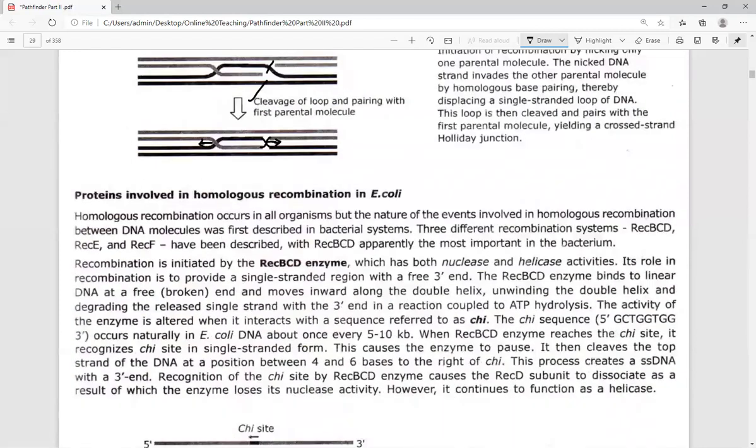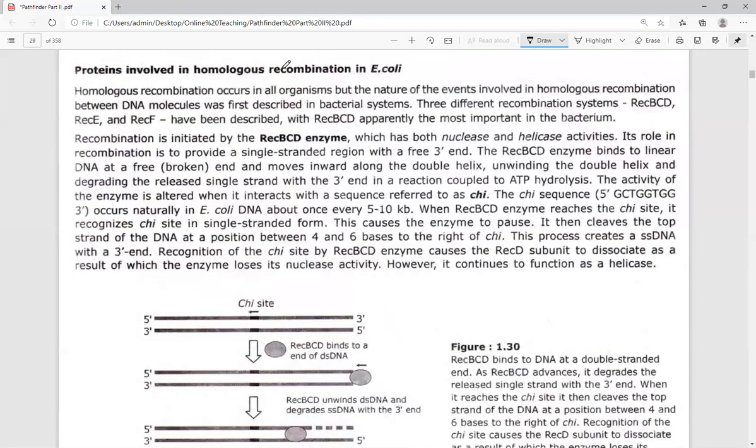Okay. Proteins involved in homologous recombination. Now, which are the proteins that are going to be involved in the process of homologous recombination? The proteins involved in homologous recombination belong to the RecBCD pathway. The RecBCD pathway involves a protein which is referred to as RecBCD. The RecBCD protein binds to a double-stranded DNA molecule. As it binds, it moves over the double-stranded DNA molecule. It reaches a particular site, and that site is referred to as the chi site.